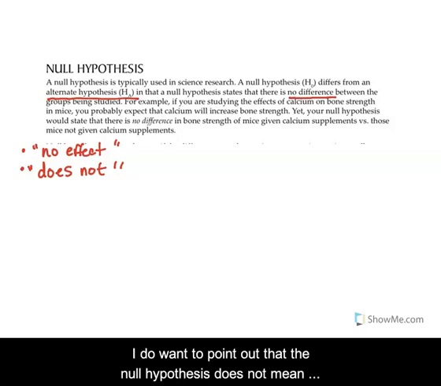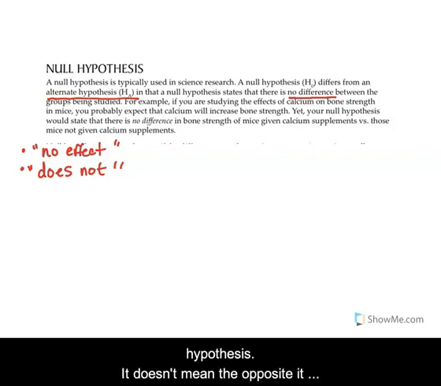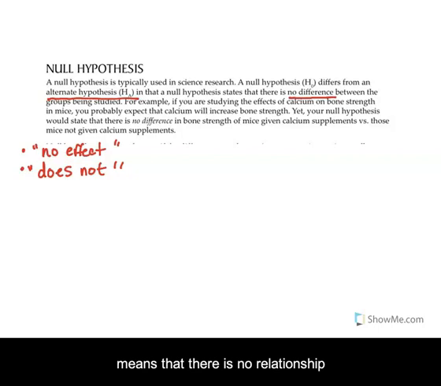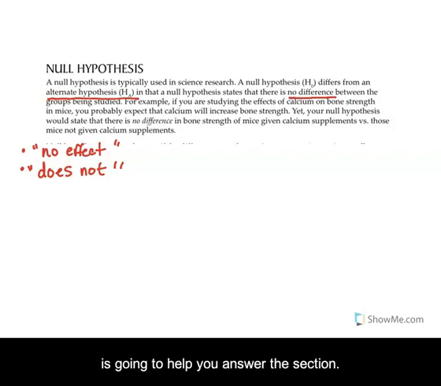I do want to point out that the null hypothesis does not mean the opposite of the alternate hypothesis. It doesn't mean the opposite. It means that there's no relationship between the groups. So let me give you an example. It's not in your problem set, but this example is going to help you answer this section.